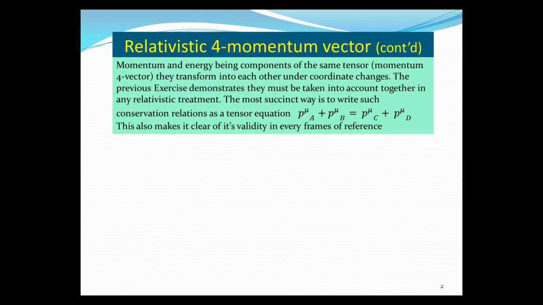So therefore, the most succinct way to write such conservation relations is as a tensor relation: 4-vector A plus 4-vector B equals 4-vector C plus D. You notice the free index mu, so this is a set of four conditions that should be taken together. Also, if one writes it this way, it's clear that this energy conservation holds for every frame, because it's a tensor relation, so we can apply the Lorentz transformation to every one of them. So it still holds in every inertial frame. This is the way we should write the relativistic energy momentum conservation in terms of 4-vectors.